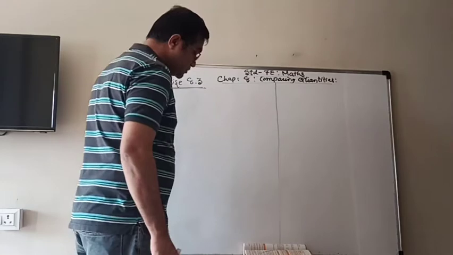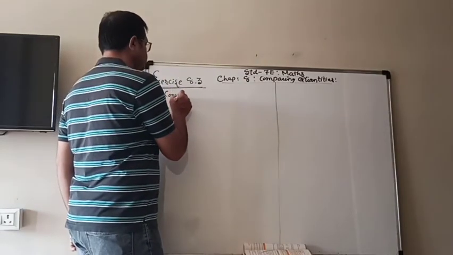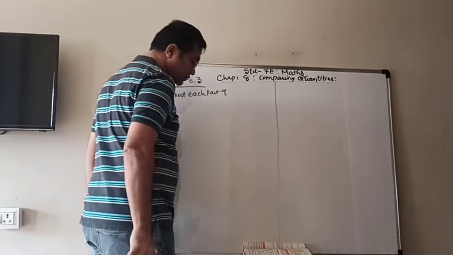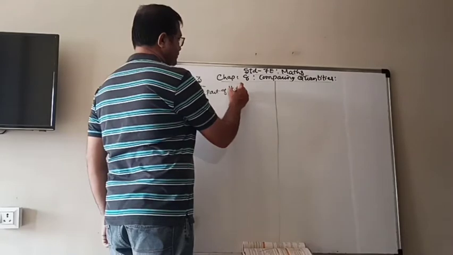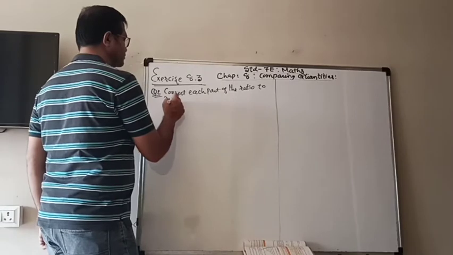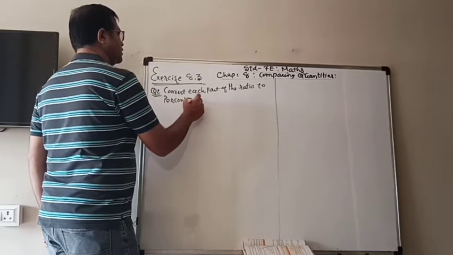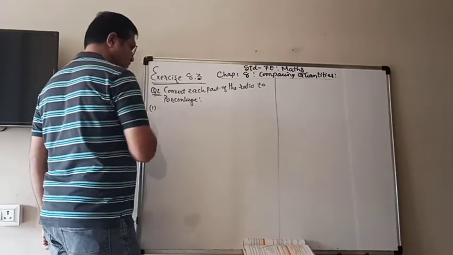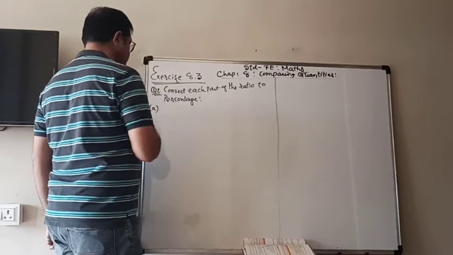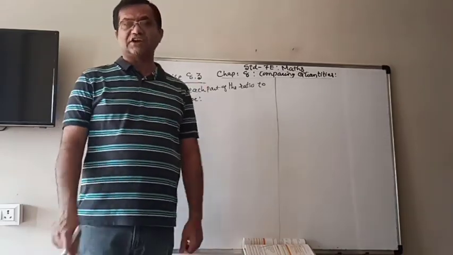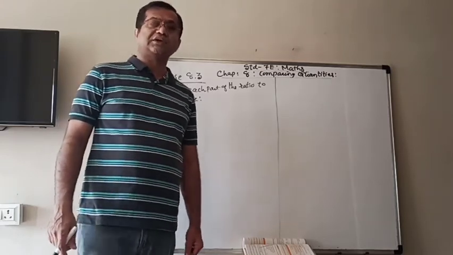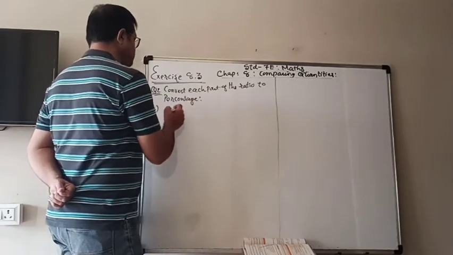What does it say? Convert each part of the ratio to percentage. So in these, ratios are given and we have to convert each part of the ratio. Means there will be either 2 or 3 parts in the ratio, and then each part is converted to percentage.